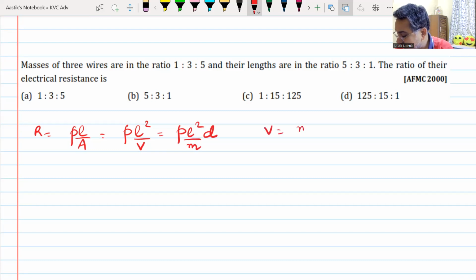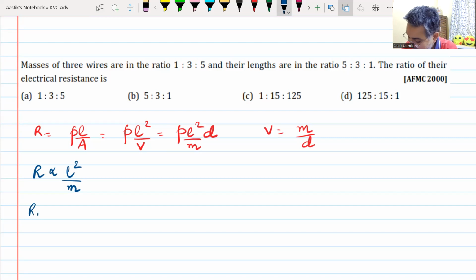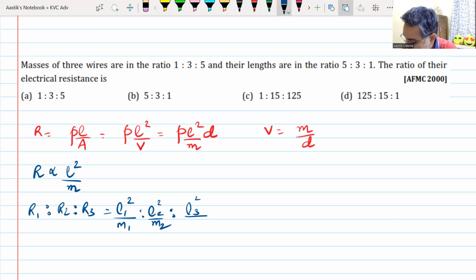Volume is mass divided by density. Do we understand this? So I can say R is directly proportional to L square by M. I hope you have done this in this manner. Yes or no? Yes, sir. So R1 is to R2 is to R3 will be equal to L1 square by M1 is to L2 square by M2. Remember all these questions because these questions are in fashion these days.